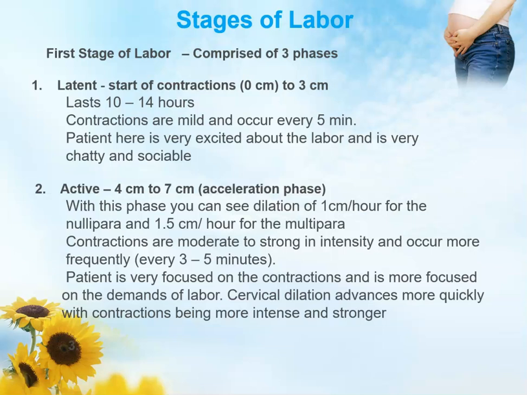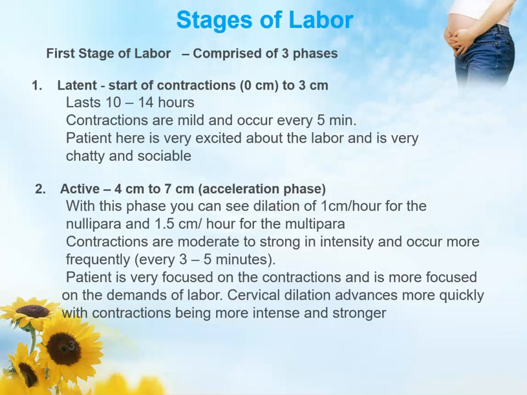1.5 centimeters an hour for a multipara, somebody who's given birth before. Their body has gone through this, and they pick up where they left off. So again, you can see that the multipara, things change a lot more every hour than the nullipara, somebody who's never delivered a baby before.